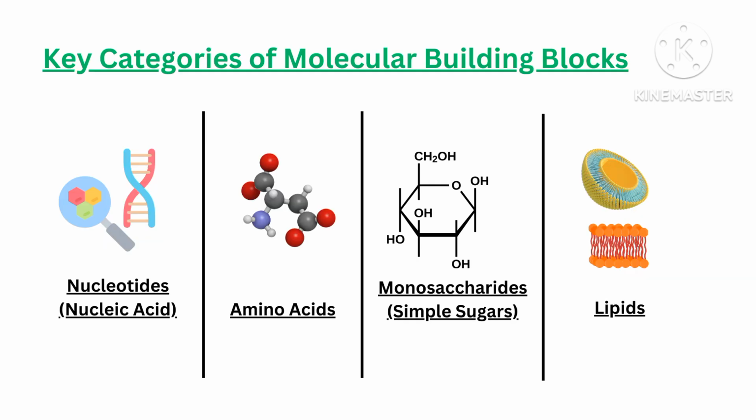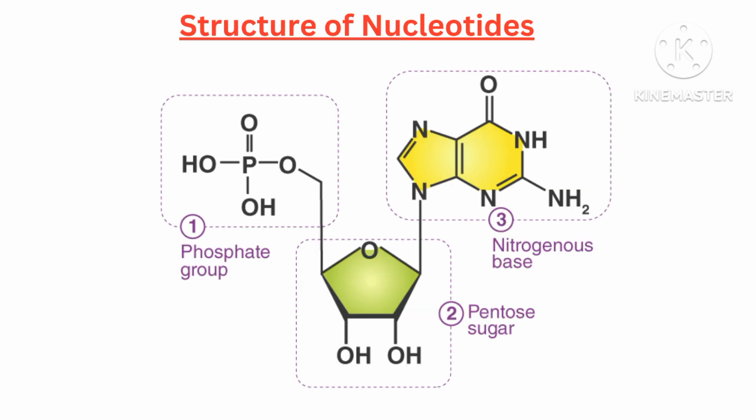Key categories of molecular building blocks: 1. Nucleotides. 2. Amino acids. 3. Monosaccharides, simple sugars. 4. Fatty acids and lipids. Each of these building blocks serves as the foundation for macromolecules such as DNA, RNA, proteins, carbohydrates, and lipids. Here we will discuss nucleotides in detail.